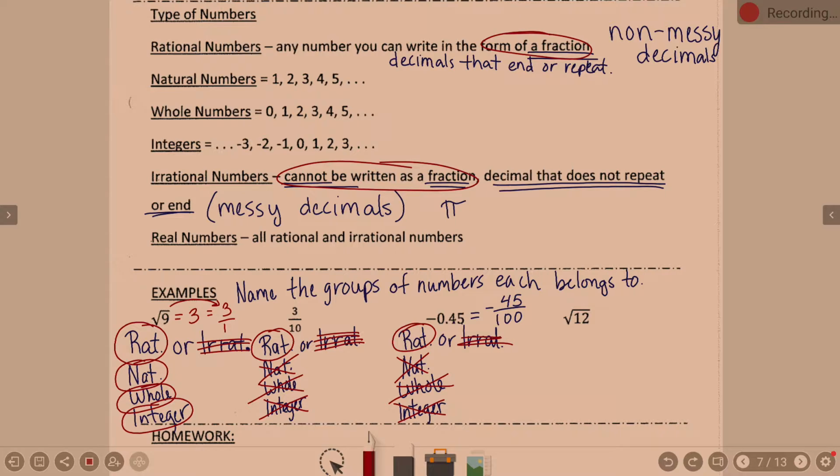Okay. One more. Now, start thinking about the square root of 12. You might want to grab a calculator.